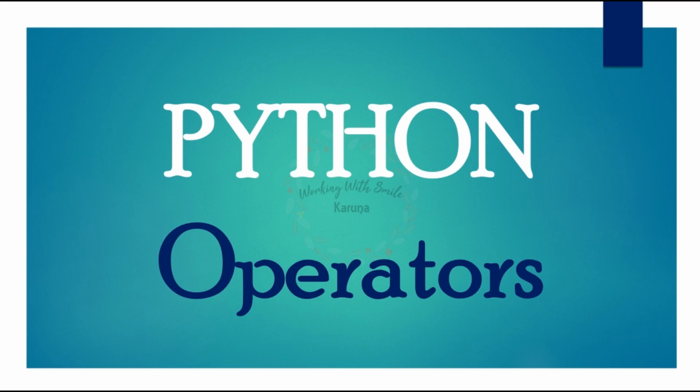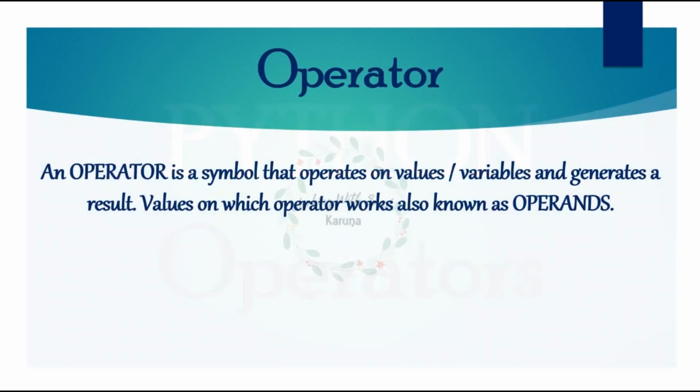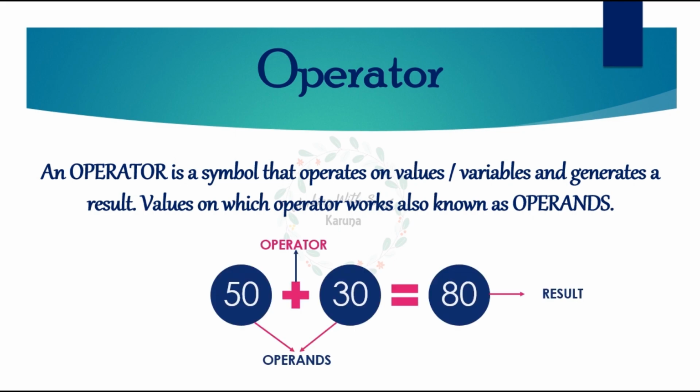In this tutorial, I'll explain different operators available in Python programming language. An operator is a symbol that works on some set of values and generates a result. These values are also known as operands. So here is a simple example of two values, 50 and 30, which are added with the help of this addition symbol and generate a result 80.